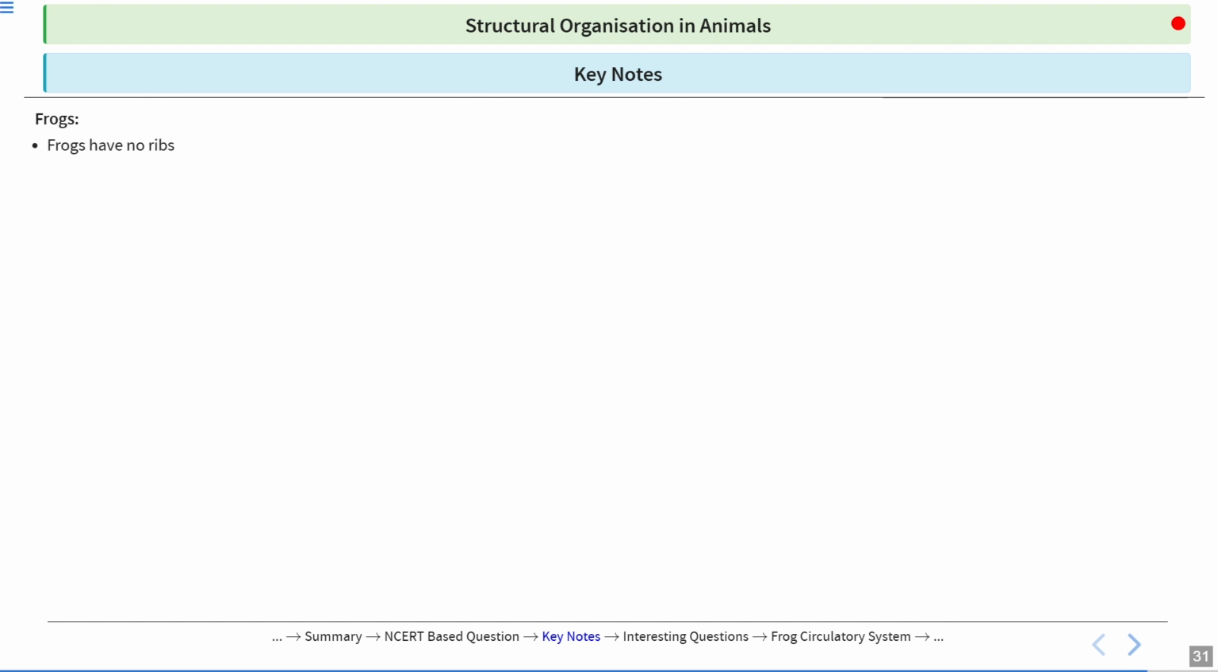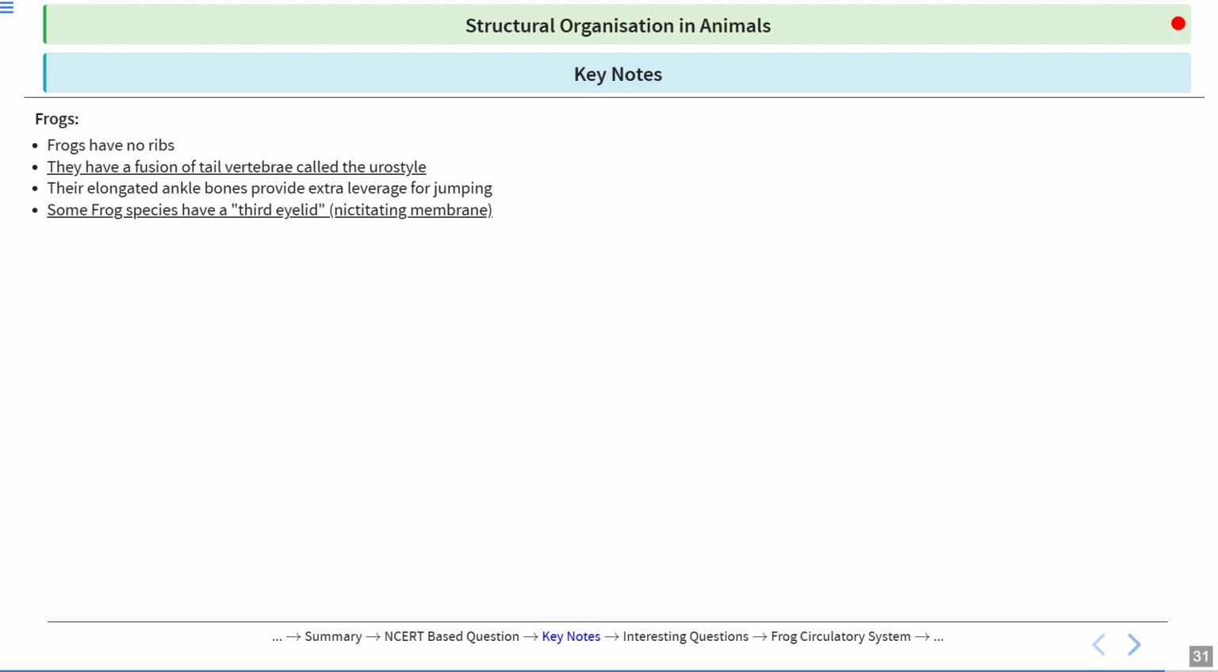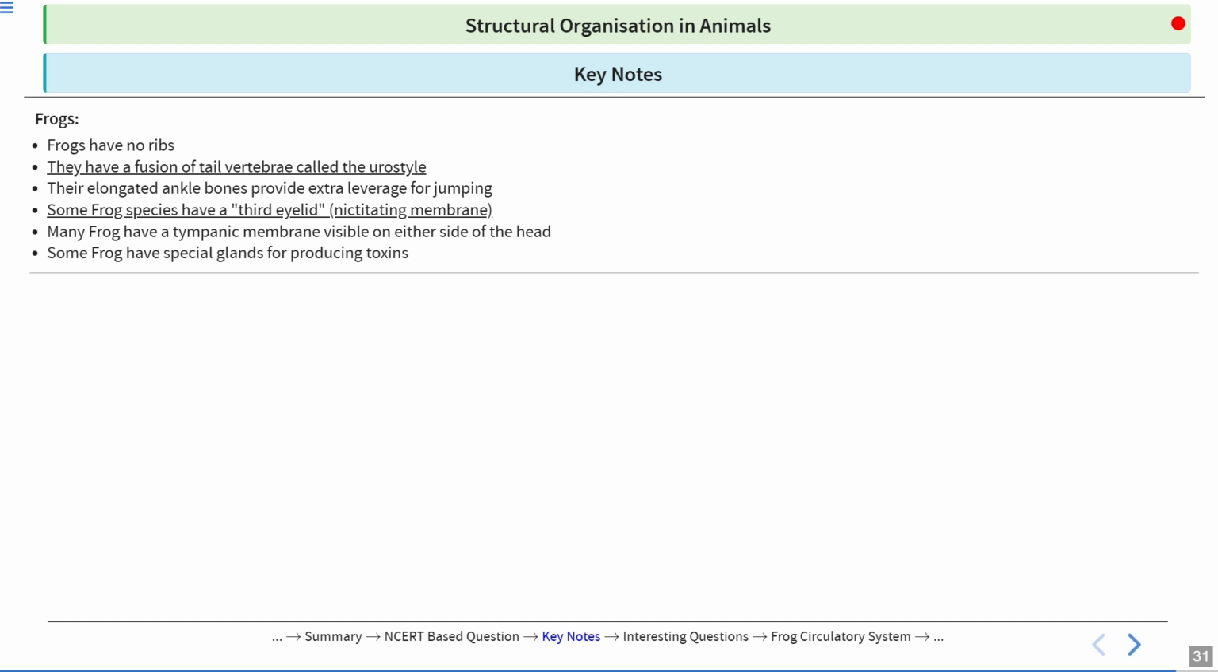Keynotes. Frogs have no ribs. They have fusion of tail vertebrae called urostyle. And their elongated ankle bones provide extra leverage for jumping. Some frog species have a third eye, the nictitating membrane. This membrane is also called the third eye. Many frogs have the tympanic membrane visible on either side of the head. And some frogs have a special gland for producing toxin as well.